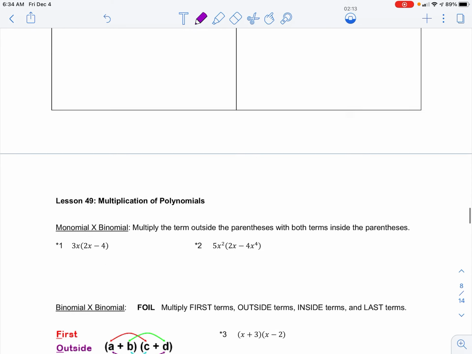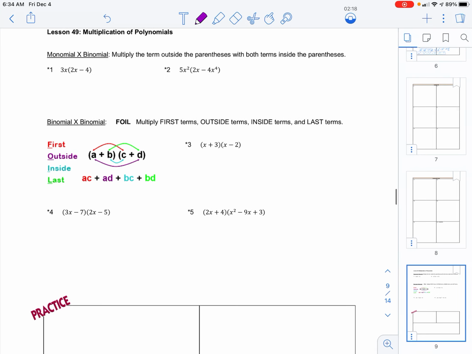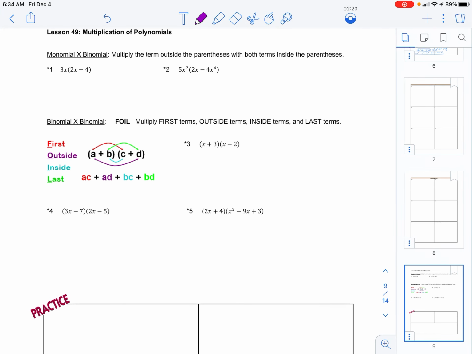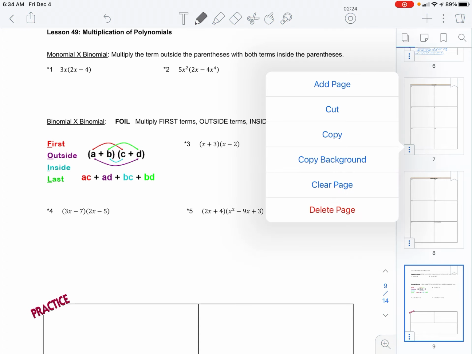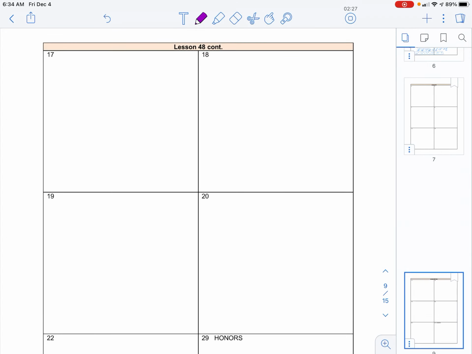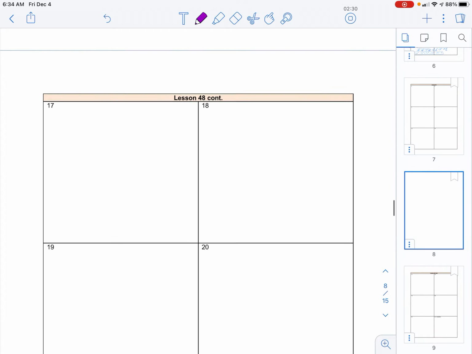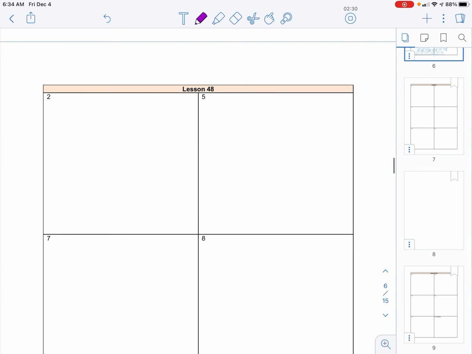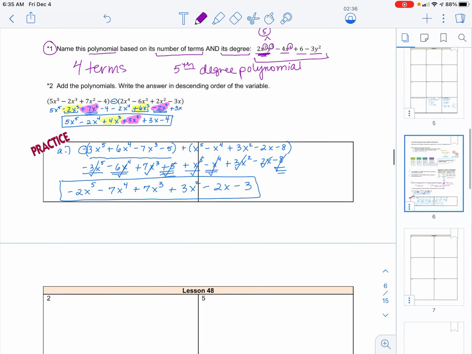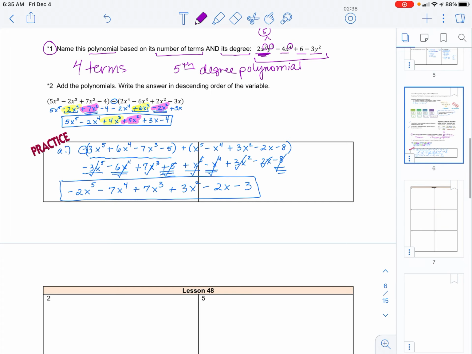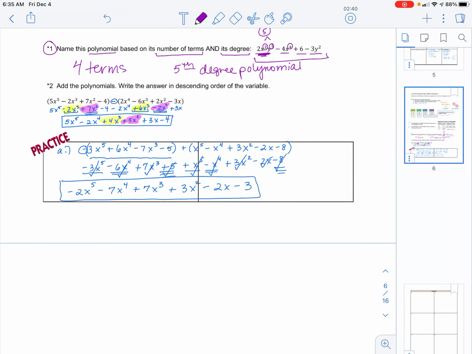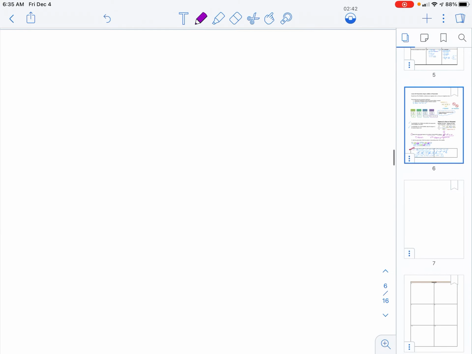Now let's bump down to lesson 49. I'm going to add a sheet here because I'm going to show you some things before I have you actually build into your notes. Not exactly where I wanted it, so let me go back up here. There we go. All right, so we're going to start off by looking at something that you guys already know.